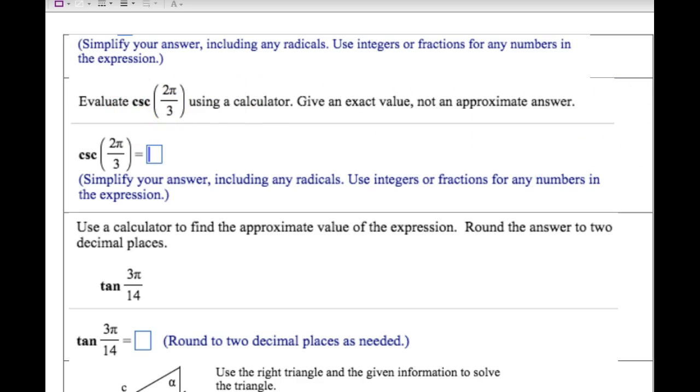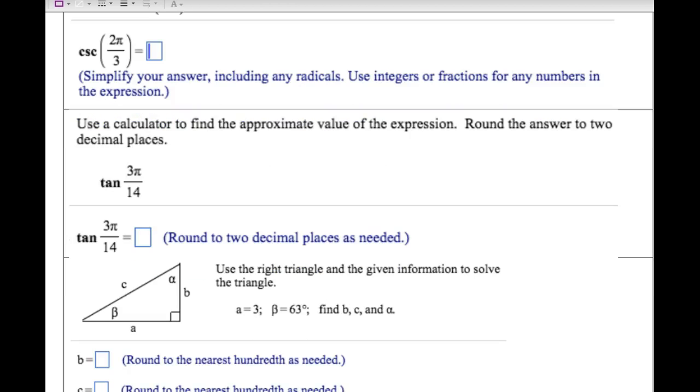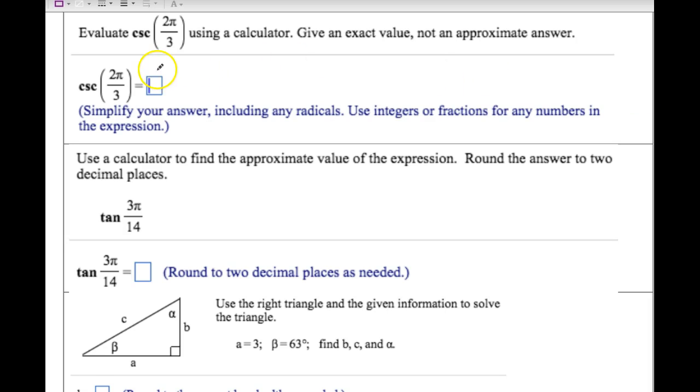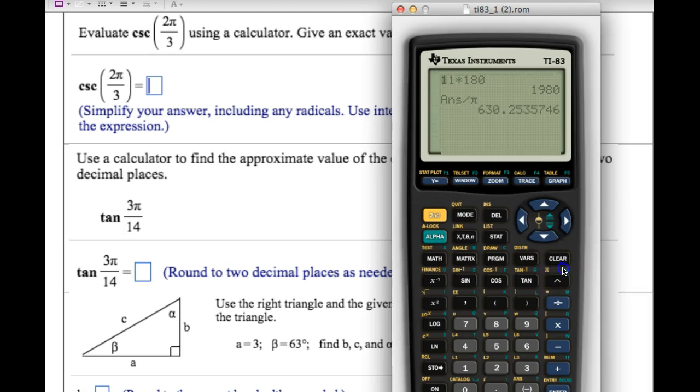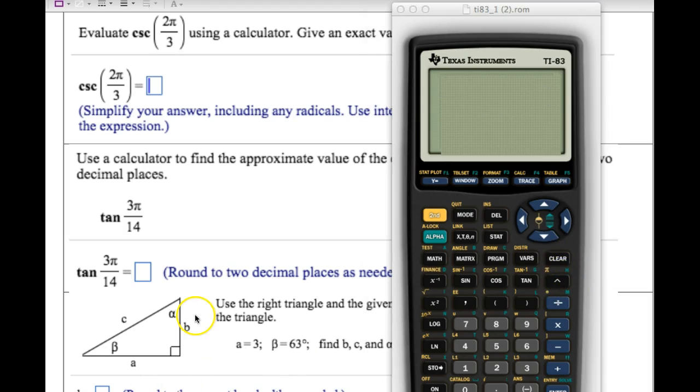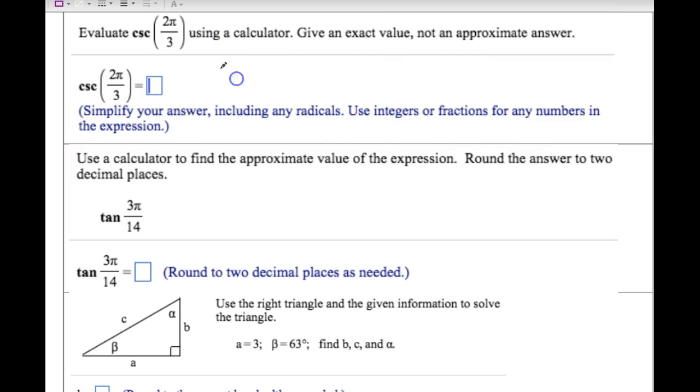Okay, evaluate, oh, that's me. There we go. Evaluate cosecant of 2 pi over 3 using a calculator. Give an exact value, not an approximate answer. Okay, let's pull out our calculators. Clear them. If you guys remember, cosecant is the reciprocal of sine. So, actually, before I pull out the calculator, this is the same thing as 1 over sine of this.